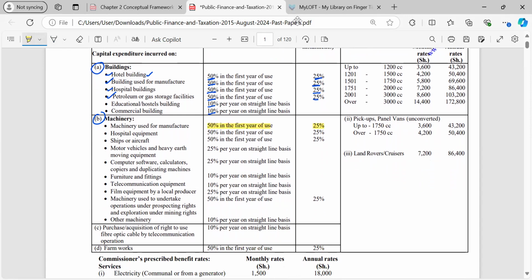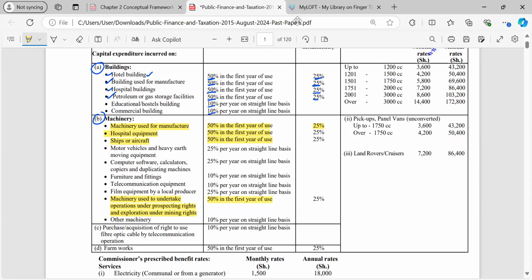after which 25%. They include machinery used for manufacture, hospital equipment, ship or aircraft. And then we have here machinery used to undertake operations under prospecting rights and exploration under mining rights. So those machinery, they are four. They qualify for 50% the first year of use, after which they qualify for 25% on straight line basis.